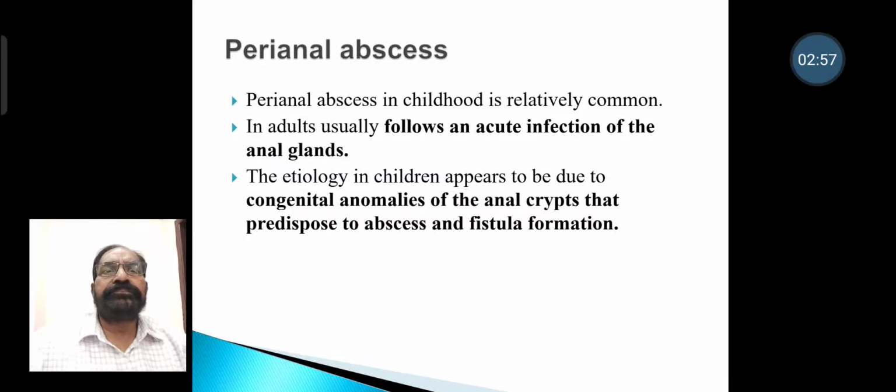Perineal abscess. Perineal abscess in childhood is relatively common. In adults it usually follows an acute infection of the anal glands. The etiology in children appears to be due to congenital anomalies of the anal crypts that predispose to abscess and fistula formation.